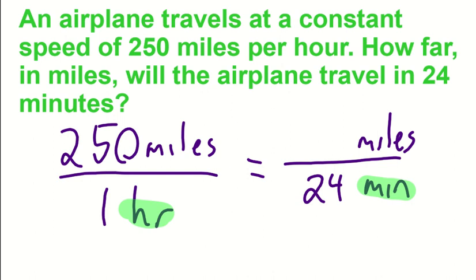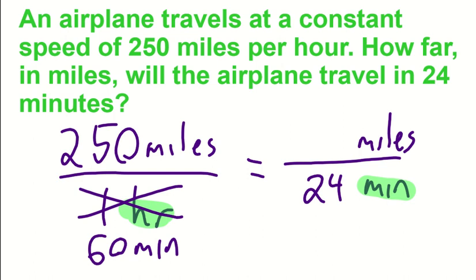Yeah, the easiest one to do is to change the hours. So if we get rid of the 1 hour and we change that to 60 minutes, that gives us a proportion we can do. 24 times 250 was 6,000. 6,000 divided by 60, we get you 100. Okay? Any questions on that?